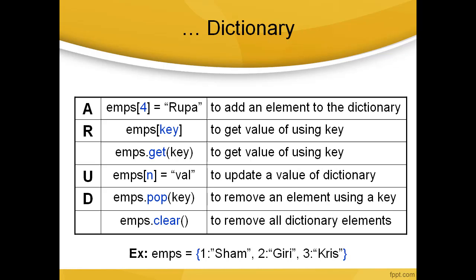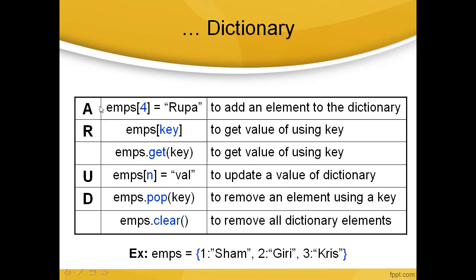Here are the dictionary methods. For example, to create a dictionary, you can take the help of curly brackets, but in this case you have to use key-value pairs with the help of a colon. Here you see I have created employees, which is 1 Shyam, 2 Giri and 3 Chris.